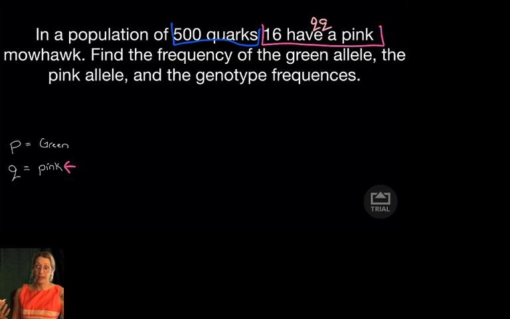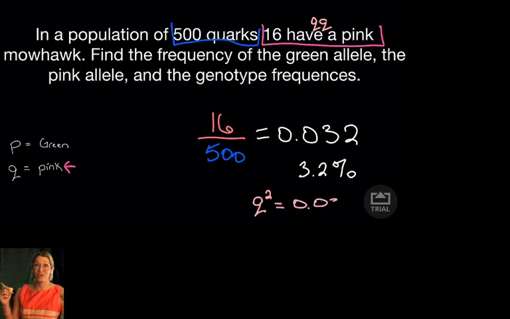We also know that there are 500 total quarks. Well, what do we do with this information? We take our 16 individuals out of our 500 individuals and we get our rate, our frequency of pink individuals in this population. Well, our frequency is 0.032.